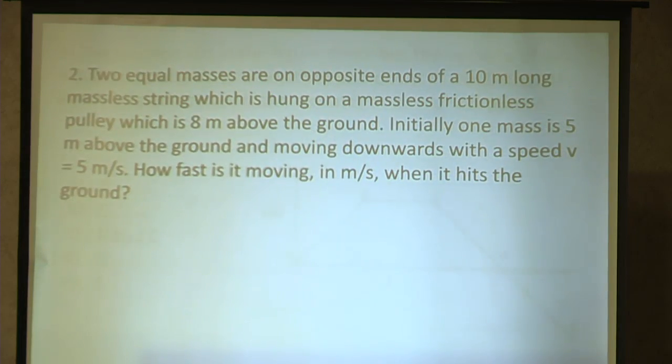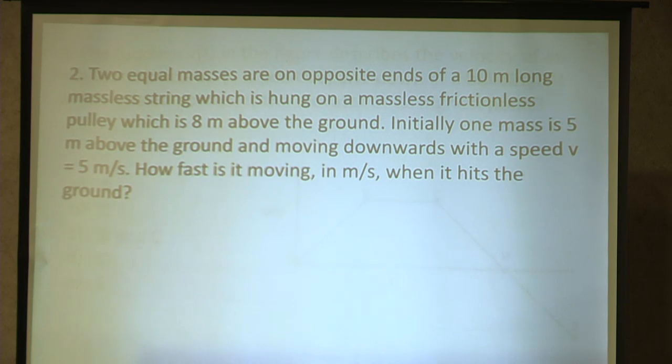So let's move to number 2. We have 2 equal masses on opposite ends of a 10-meter long massless string. And the string is hung over a massless, frictionless pulley, which is 8 meters above the ground. Initially, one mass is 5 meters above the ground and moving downwards with a speed of 5 meters per second. How fast is it moving the moment it hits the ground?